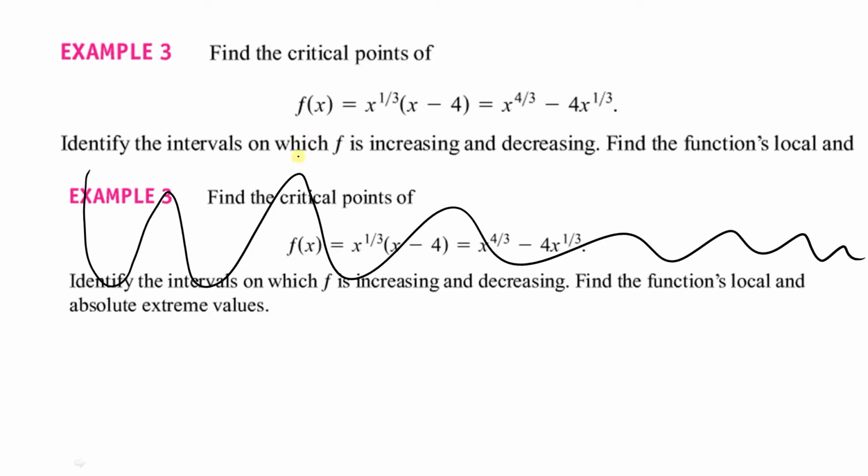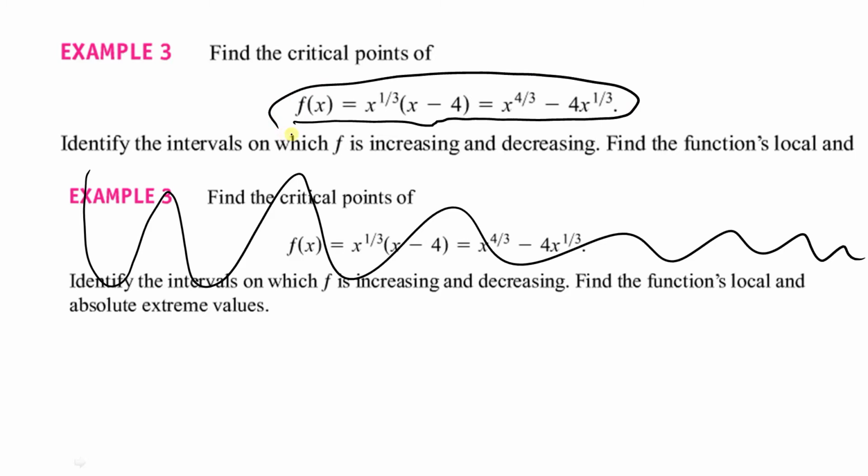We want to find the critical points of this function x to the 1/3 times x minus 4, which is equal to x to the 4/3 minus 4x to the 1/3. Let us first calculate the first derivative of x, which is going to be 4/3 x to the 1/3 minus 1/3 times minus 4 is minus 4/3 x to the minus 2/3.